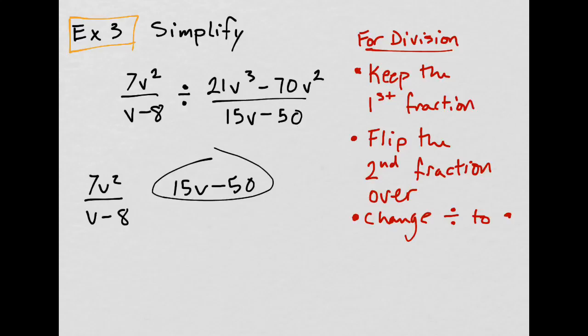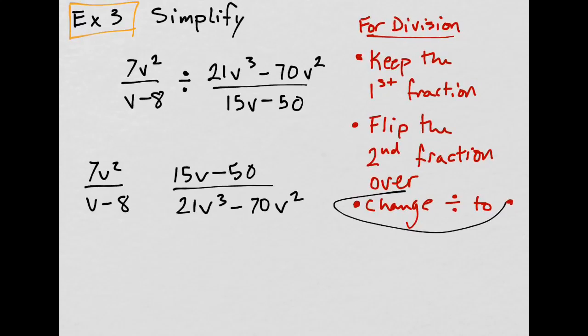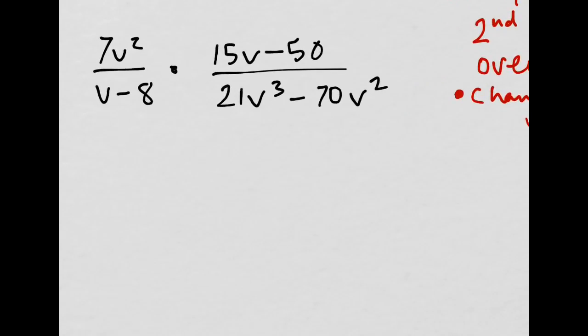And then also 21v cubed minus 70v squared. That's on bottom now. And then change the division to multiplication. Now this problem is exactly like the problems in the other video, where we just factor, cancel, and reduce. That's our factor, rewrite, cancel, and reduce. So that's what I'm going to do.